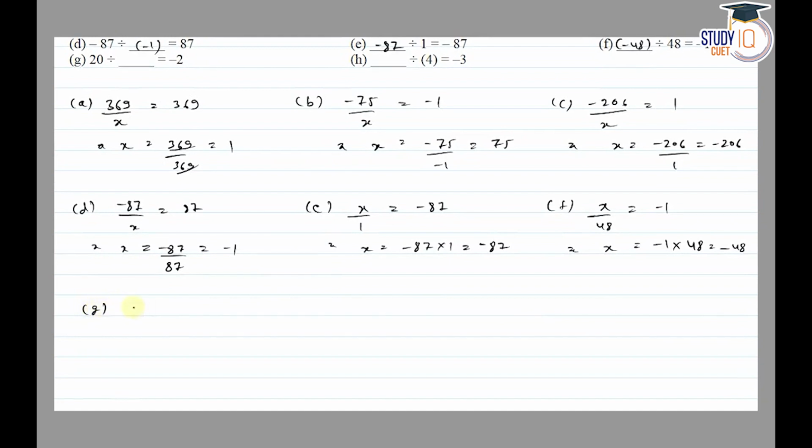Then part G is 20 upon x is equal to -2. So x is equal to, by cross multiplication, 20 upon -2 is equal to -10. So -10 will come. Then part H is x upon 4 is equal to -3. By cross multiplication, x is equal to -3 into 4 is equal to -12.